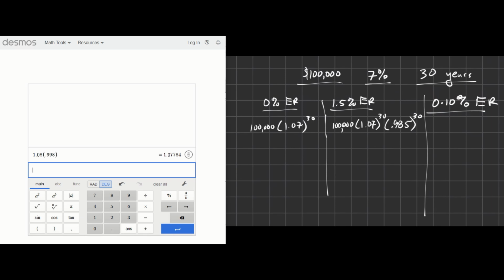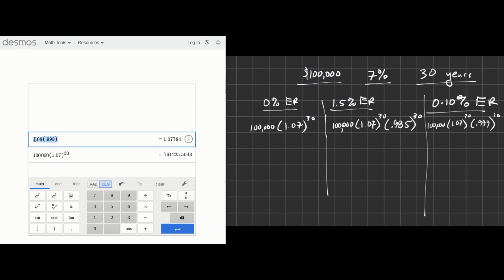And then over here with the really small expense ratio, we're going to do 100K. Same calculation, 1.07 to the 30th times. In this case, we're going to keep 99.9% of our money. Let's just see what the difference is going to be. So 100,000 times 1.07 raised to the 30th power. That's if we didn't have any expense ratio at all. So it would grow to about $761,000.